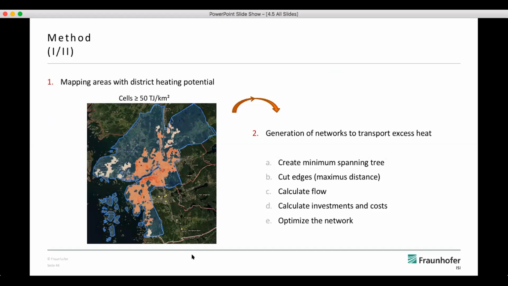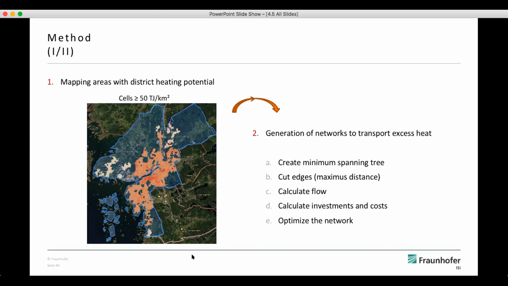The first step is very common. Within strategic heating and cooling planning, the first step is usually to find areas with favorable conditions for district heating, and this varies a bit between countries. A very common approach is just to filter cells on maps where you have a minimum threshold with regard to the heating demand. The idea behind it is: the higher the heating demand, the higher the potential for district heating, due to economies of scale. So that is the background, and we apply this methodology in our excess heat estimation.